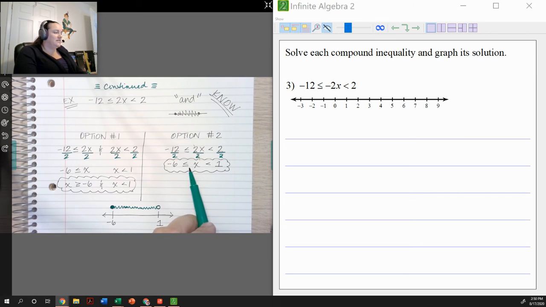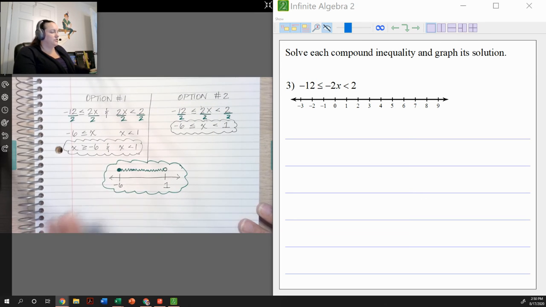So look, I've shaded in between. That's exactly what this says. X is between -6 and 1. Here's my shading between -6 and 1. Okay? So there's your solution. Pick which one. There's your graph. Okay? All right.